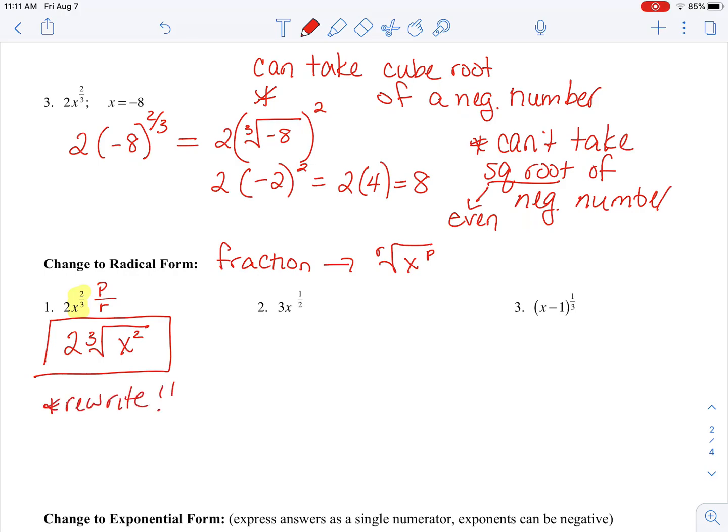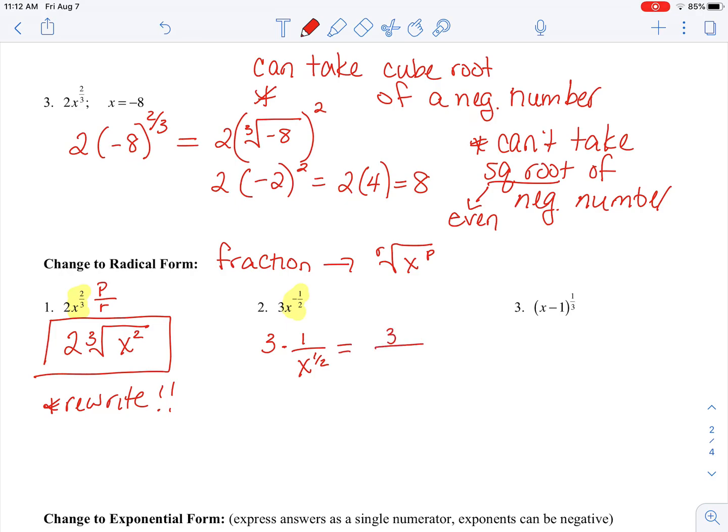And the reason we're doing this is later on in the course, there's going to be times when we have to change the form to be able to use a rule or something. So in this part of the course, we're just learning how to change the form. So I have 3 times x to the negative 1/2 power. So this is 3 times, now remember, our exponent only affects what it's touching. So this would be 1 over x to the 1/2.